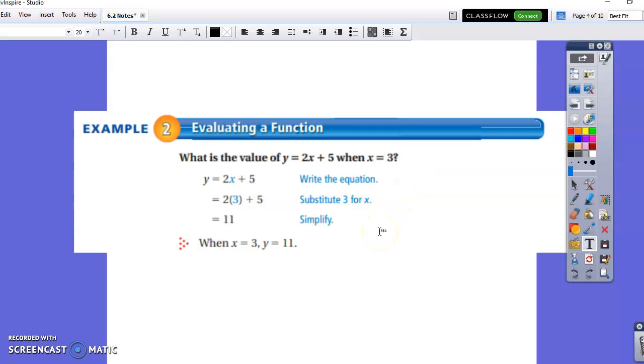Example 2 is just evaluating a function. And again, it's the same thing as if you evaluate an equation. They're going to give you what your input is, and you have to tell us what the output is. So if you have your function rule of y equals 2x plus 5, your input is 3, plug 3 in for x, and you get 2 times 3 is 6, 6 plus 5 is 11. So when x equals 3, y equals 11.